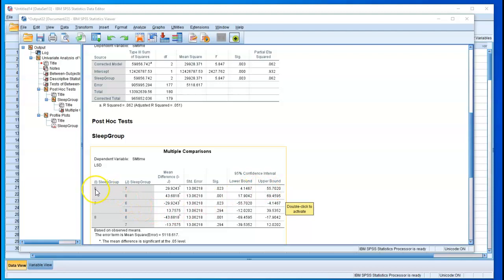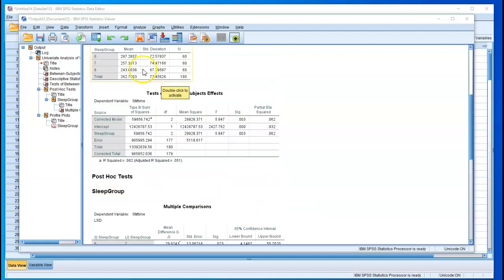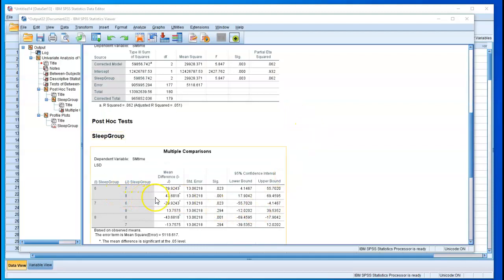Our next row is comparing group 6 to 8. Here the mean difference is 43.68 with a p of 0.001. So the difference between group 6 and 8 also seems to be unlikely to be due to sampling error. If I go back up here, I can see that, again, group 6 seems to be using social media quite a bit more than group 8. The actual mean difference we observed was 43.68, and I'm 95% sure that the true mean difference is somewhere between 17.9 and 69.5. Okay. So that's 2 of our post hocs.